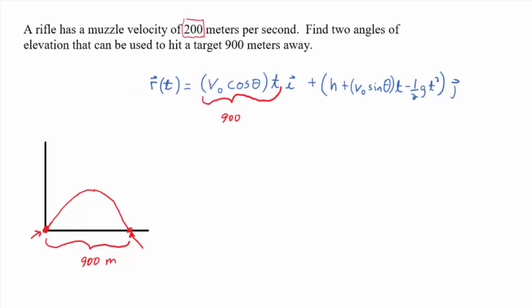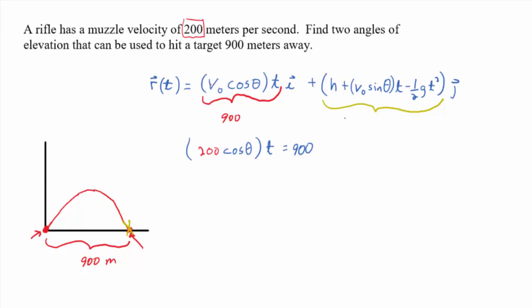v naught is 200, right? So it seems to me we could substitute 200 in for v naught, and then set that i component equal to 900. What's the problem? Two unknowns. But wait a minute, we can do something with the j component. What does the j component control? The height, right? What's the height where it lands? 0. Again, we're assuming flat ground, but you weren't told otherwise, so that would be the default assumption here.